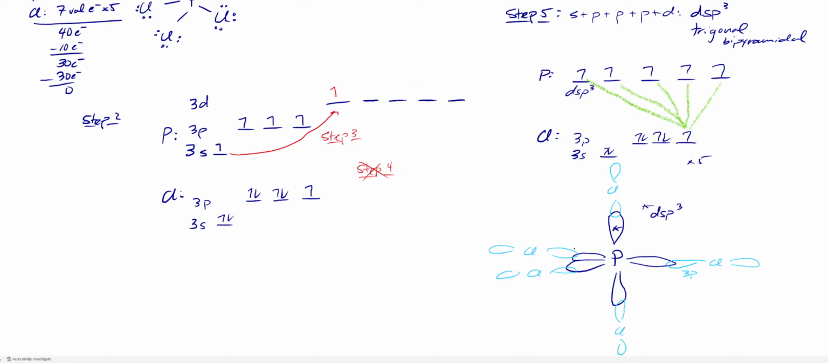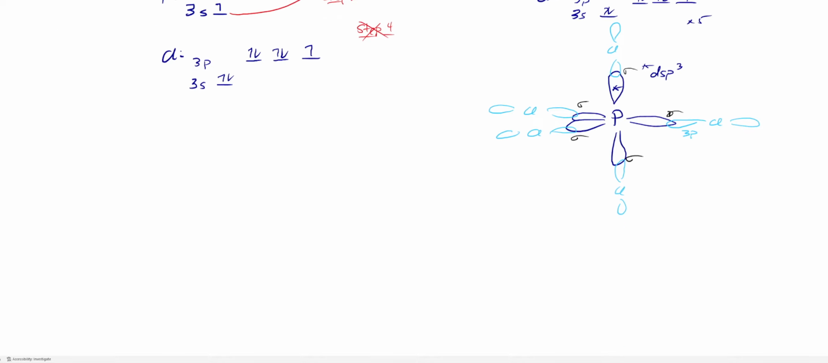Each of these resulting in a sigma bond. Okay, final step is to draw out my structure. Okay, and so that's going to be as follows.